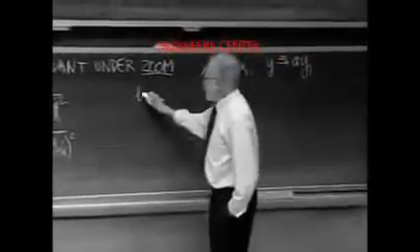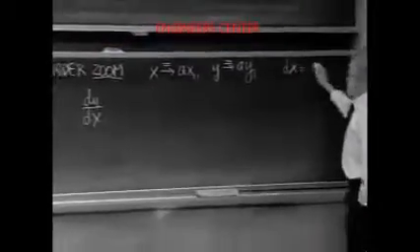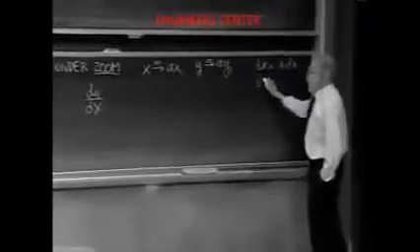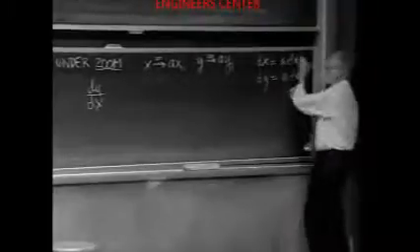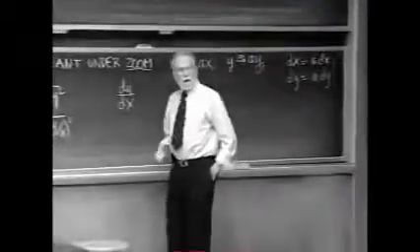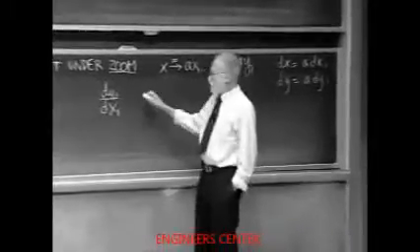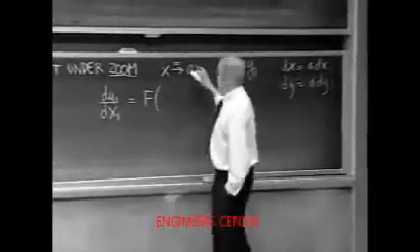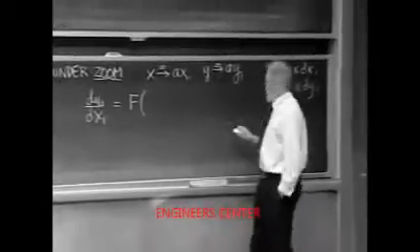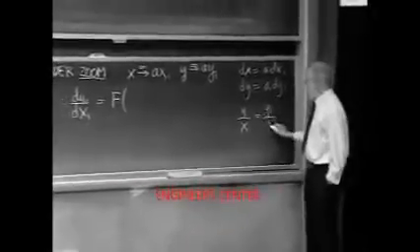Now, what happens to the equation? Well, what happens to dy over dx? dx is a dx1, dy is a dy1, and therefore the ratio dy by dx is the same as dy1 over dx1. So the left-hand side becomes dy1 over dx1, and the right-hand side becomes f of, well, y over x is the same as y1 over x1, since I've scaled them equally.